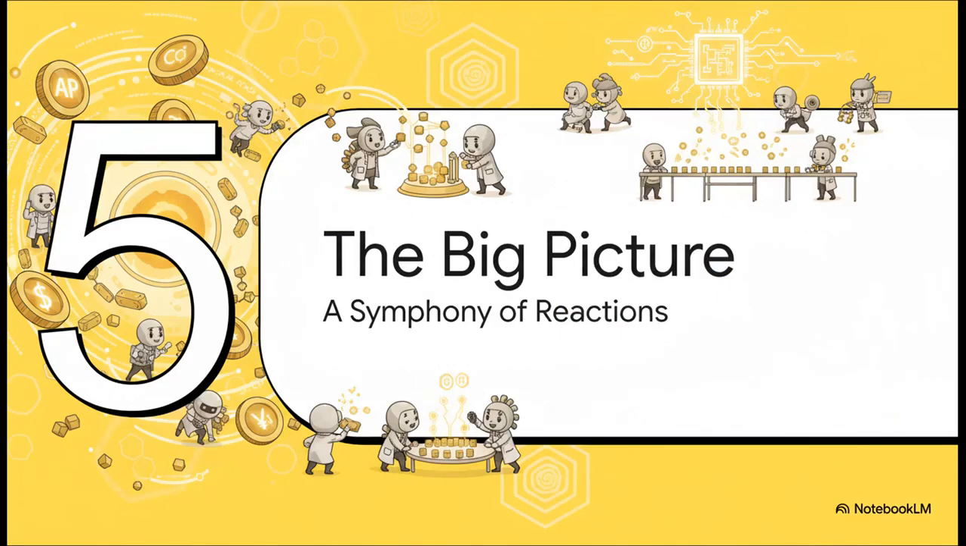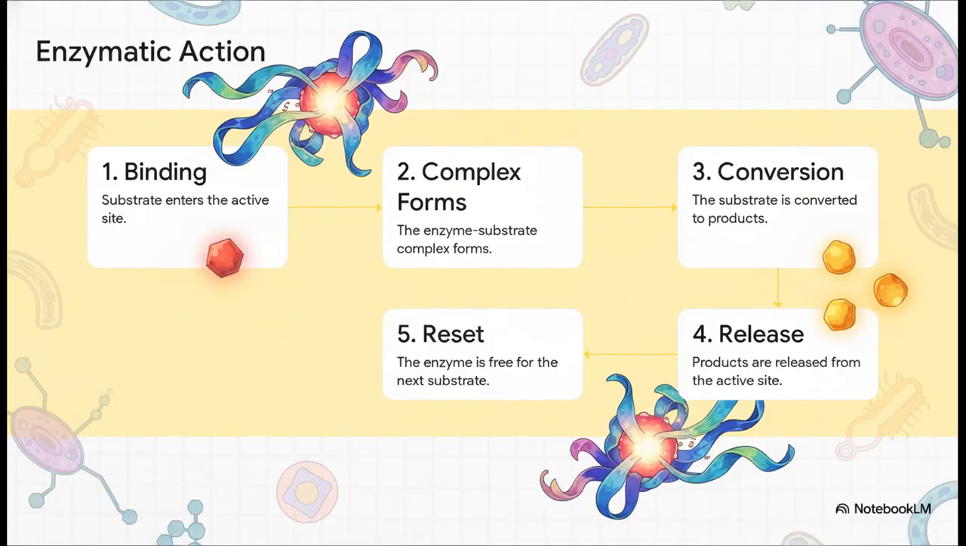So let's just take a step back and bring this all together. We have the cell's economy, we have its currency, we have its incredibly efficient workforce, and we have all these complex systems in place to manage it all. At the very heart of everything we've talked about is this simple, elegant, 5-step dance. A substrate binds to an enzyme. The enzyme does its one specific job, the products get released, and the enzyme is immediately ready for the next customer. This little cycle happens millions and millions of times every second inside just one cell.